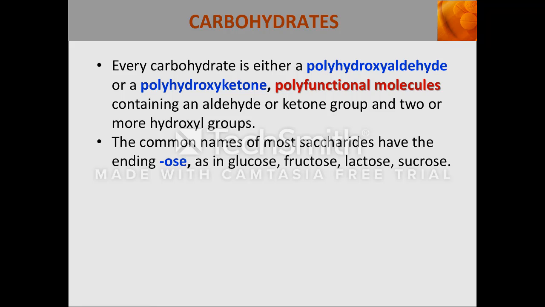IUPAC names are not generally used for carbohydrates because their long and common names have become strongly entrenched in the chemical and biological literature. The common names of most but not all saccharides have the ending "-ose." For example, glucose, fructose, lactose, mannose, and cellulose.